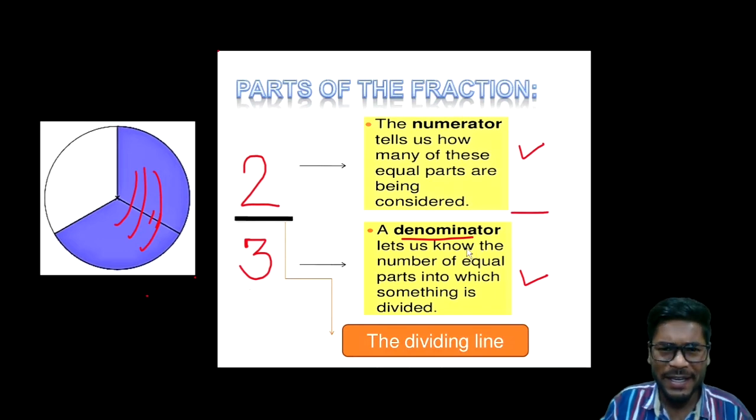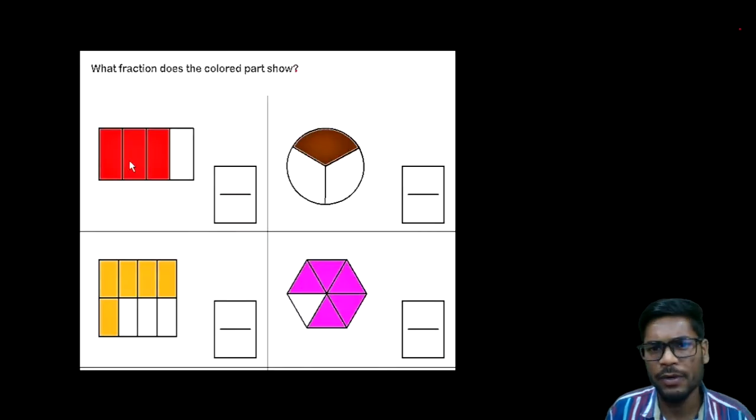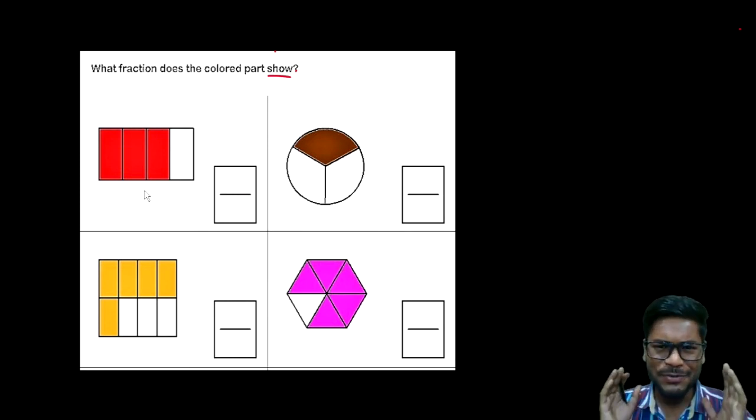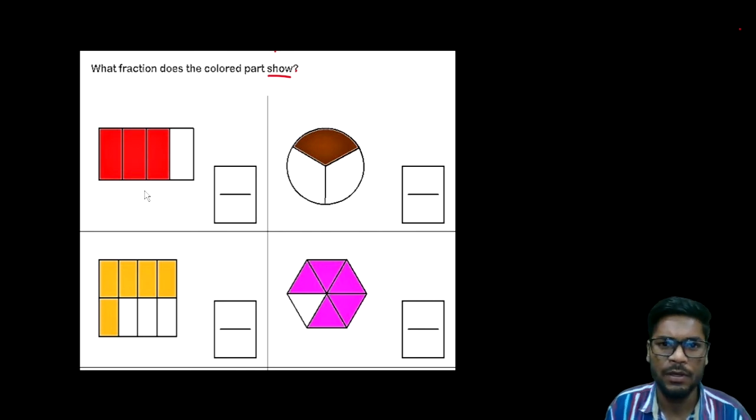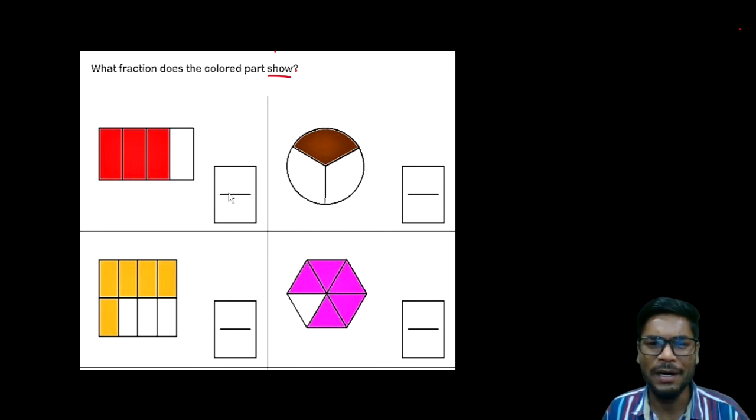Now student, you have got an idea of fractions. Now we will solve some problems in order to clarify your concepts. The question is, what fraction does the colored part show? We have a diagram and some part of this diagram is colored. So we need to write how much fraction of the diagram is colored. We have just seen how to write a fraction in terms of a number using a numerator and a denominator. So what is the denominator? The number of portions into which we have divided the given diagram.